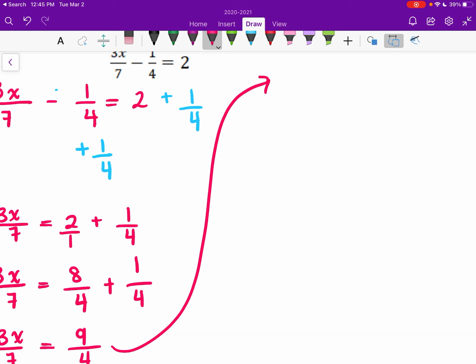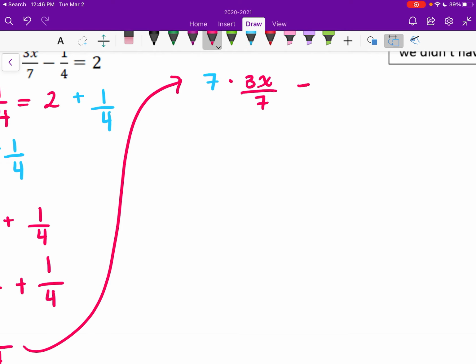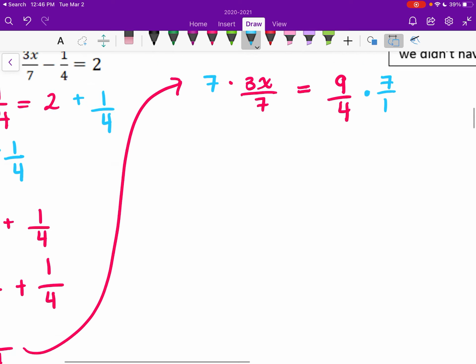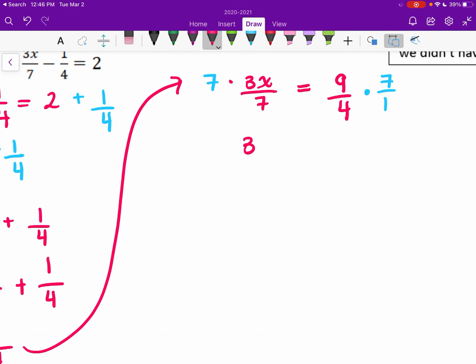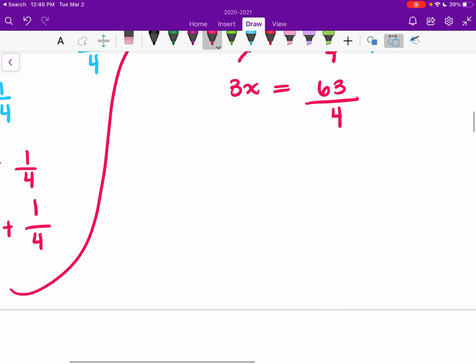Let's go up. I'm going to do 7 times 3x over 7 to get rid of that 7. I'm just going to put this in a different color. 7, right? Whatever I do to one side, I have to do to the other. So it's going to be 9 over 4 times 7 over 1, right? And so then I'm left with 3x, because these 7s will cancel out. 9 times 7 is 63. 4 times 1 is 4, so it's 63 over 4, right?